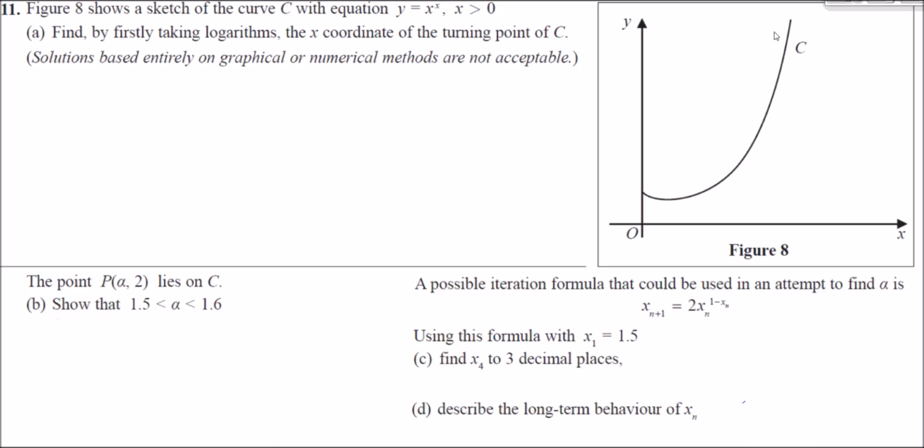So figure 8 shows a sketch of a curve C with equation y equals x to the power x, where x is greater than 0. Find, by firstly taking logarithms, the x-coordinate of a turning point of C. So turning points, you should be thinking of differentiation essentially, finding the derivative. So what we need to do is to differentiate this equation. And so essentially what we need to do is to differentiate both sides.